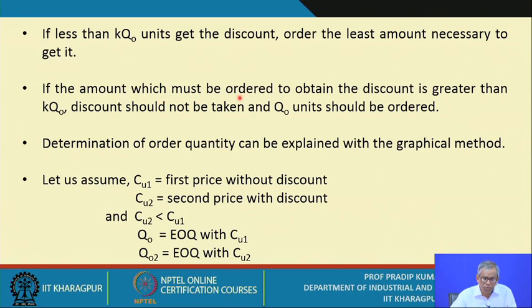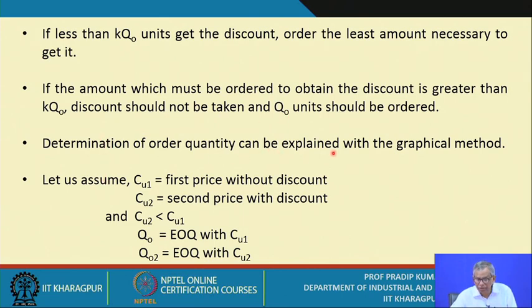Follow this logic. If the amount which must be ordered to obtain the discount is greater than K into Q0, discount should not be taken and Q0 units should be ordered only. That means the original EOQ. You forego the discount. Okay.